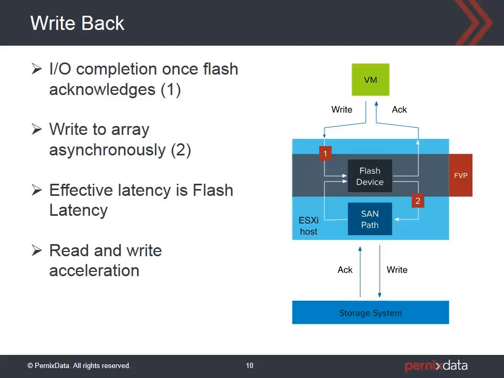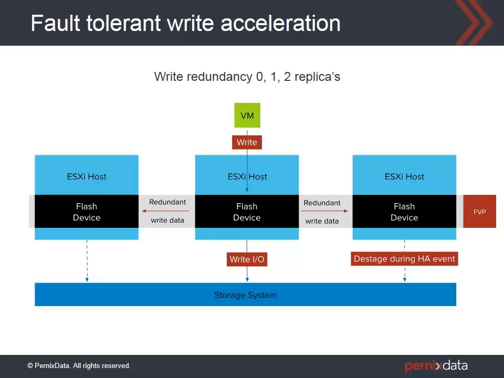Now there's a second loop, and that second loop is not run at the same time as the primary loop of acknowledging it back. It is done on a different time scale. So when the I/O hits the flash device, we're going to write it to the array, and that is transparent to the application. So it doesn't matter anymore if the storage system is completely overloaded, because we will take care of that write toward the storage system.